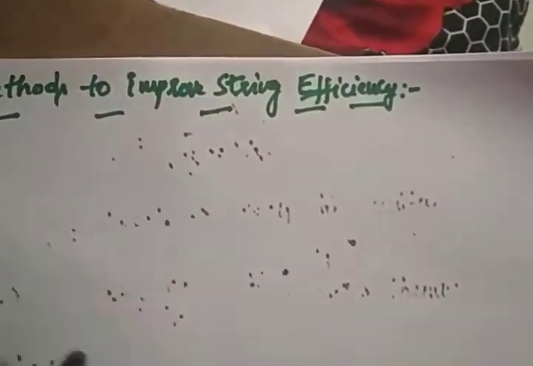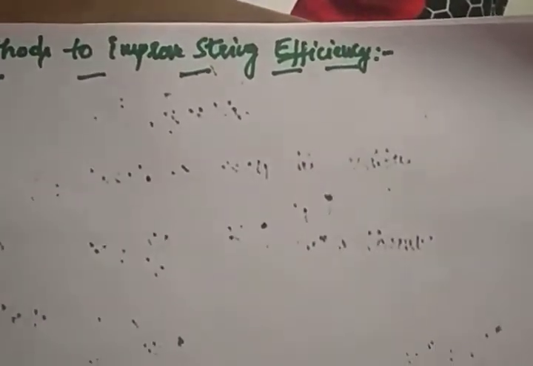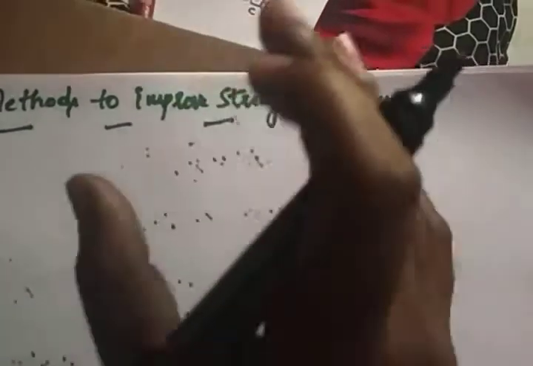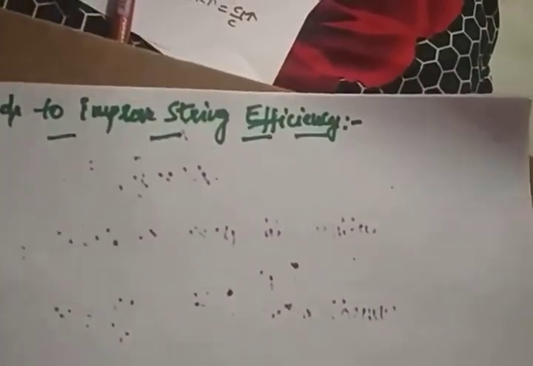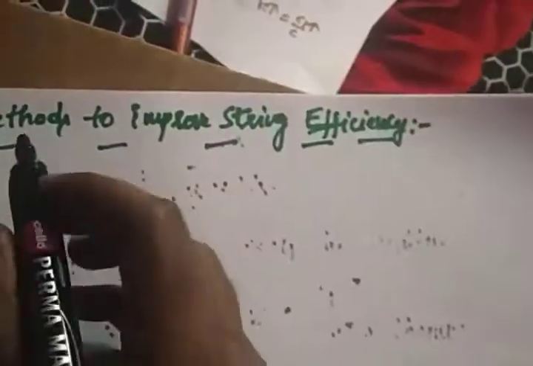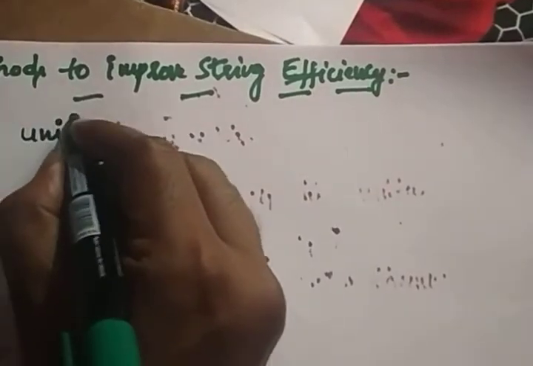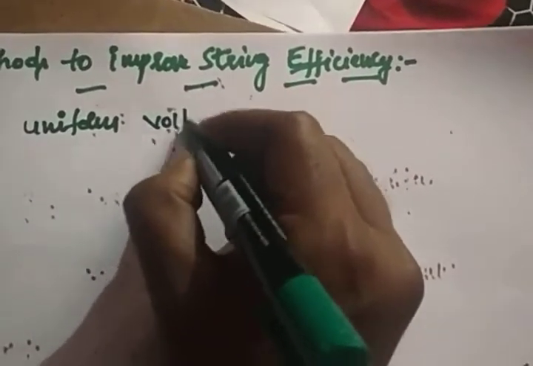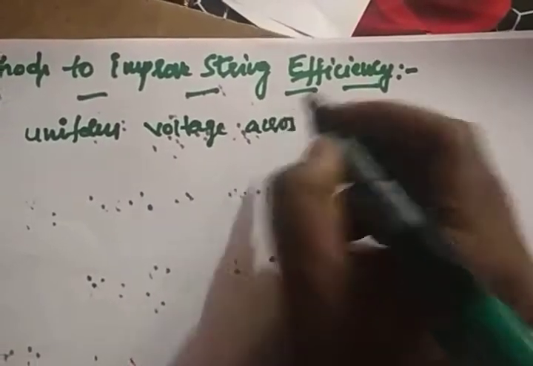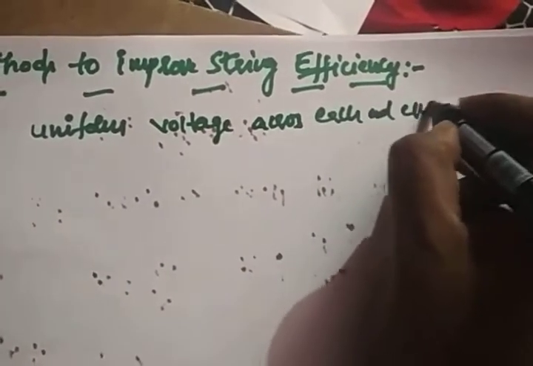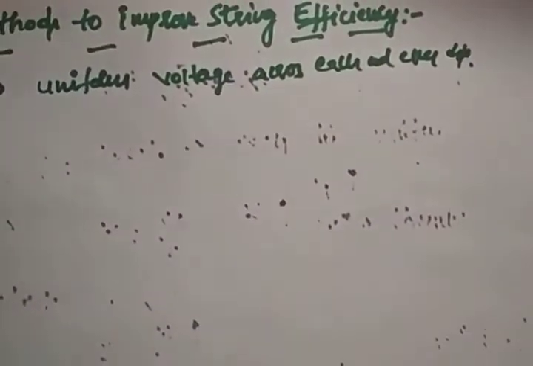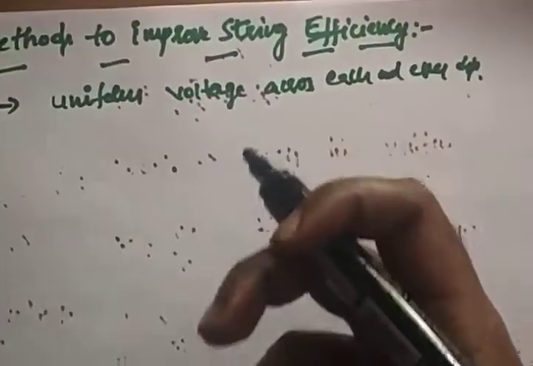So it's our duty to increase the string efficiency. If you are increasing the string efficiency, you are providing uniform voltage across each and every disk. So how can you increase the string efficiency? We'll discuss right now. I hope it's clear. We should maintain uniform voltage across each and every disk, so that we have equal stress on each and every disk.